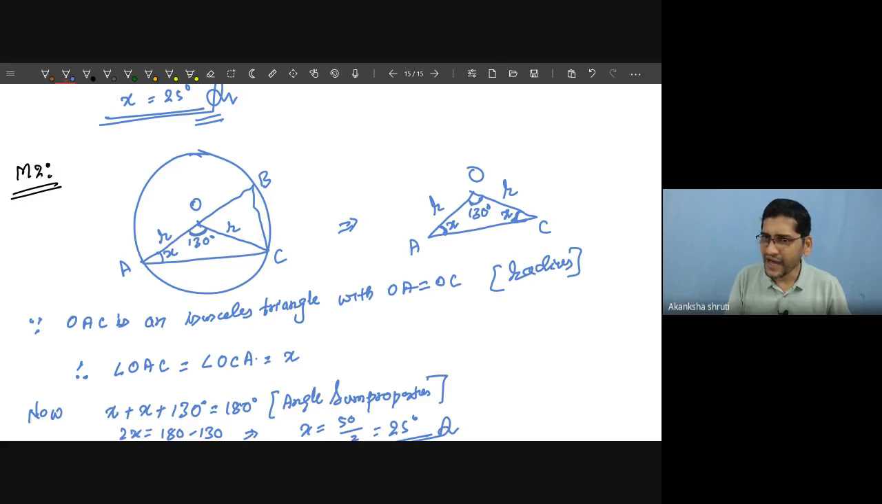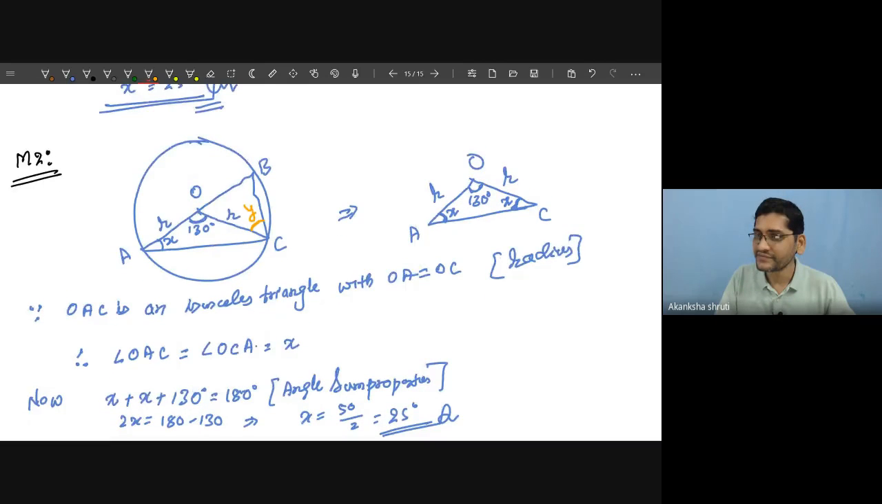Another question may be asked for calculating the other angle, like this angle. Consider this angle is y. Then how can you calculate this y? Can anyone tell me what will be the y here? Yes, student. We have just calculated this x is 25 degree. This is also our x, same as x, 25 degree, because it is an isosceles triangle.